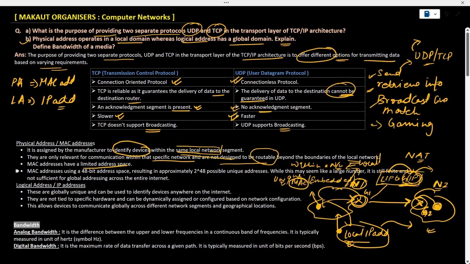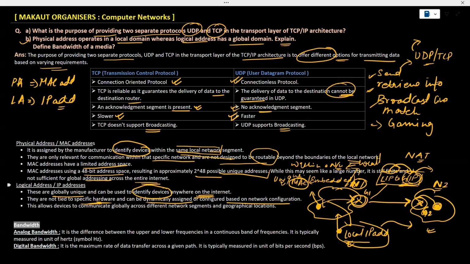MAC address uses a 48-bit address space, resulting in approximately 2 to the power 48 possible unique addresses. While this may seem like a large number, it is still finite and not sufficient for global addressing across the entire network. Now, if we talk about logical addresses or IP addresses, these are globally unique and can be used to identify devices anywhere on the internet. They are not tied to specific hardware and can be dynamically assigned or configured based on the network configuration.